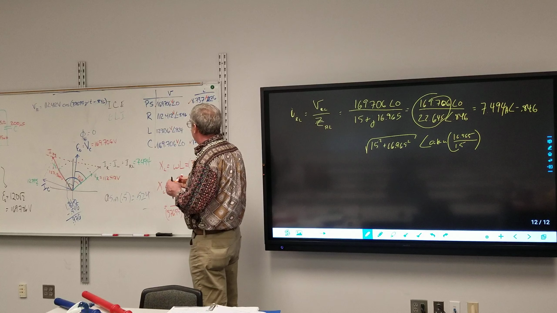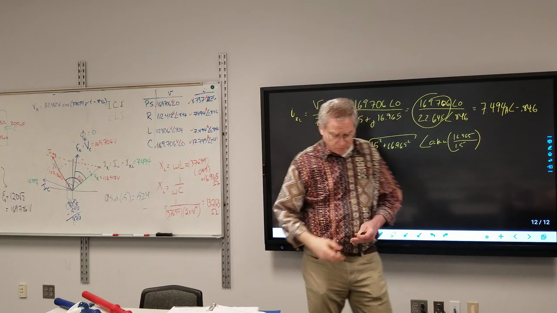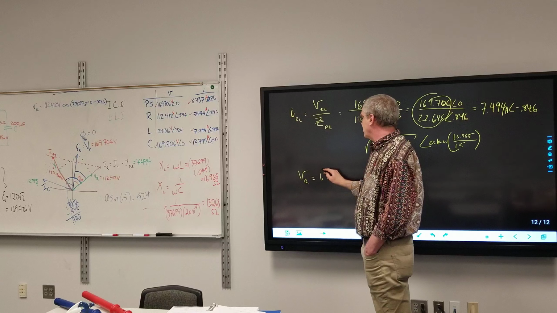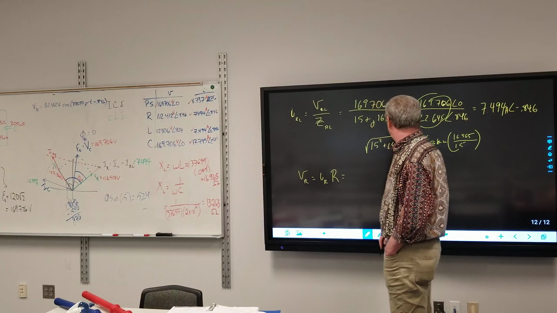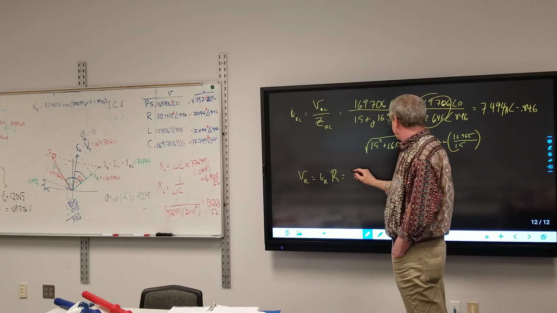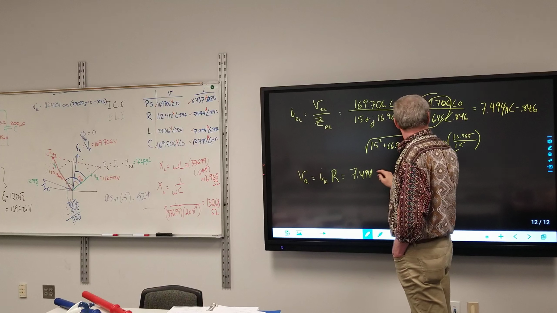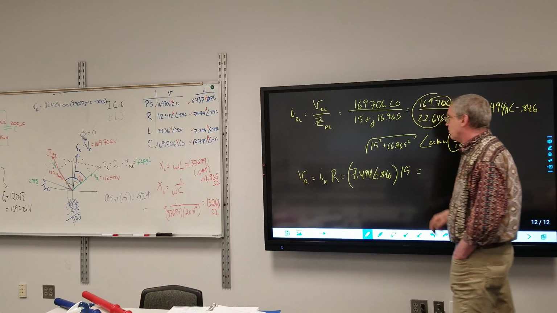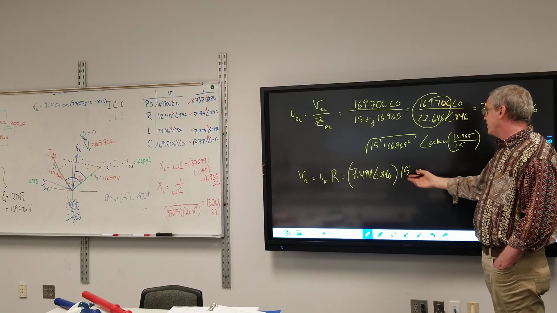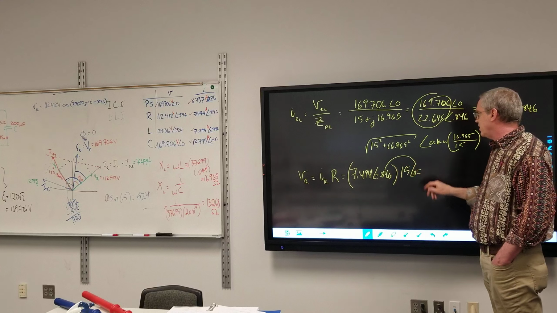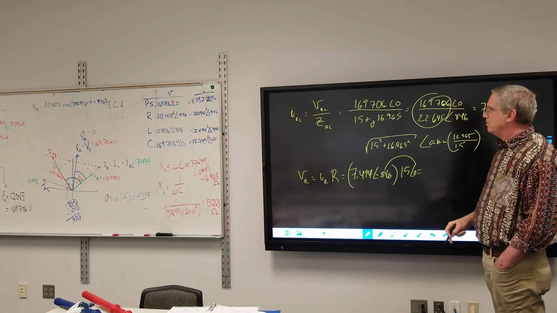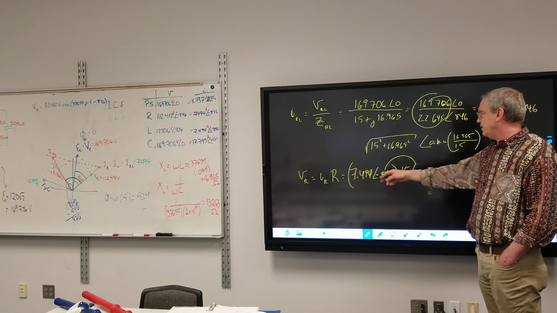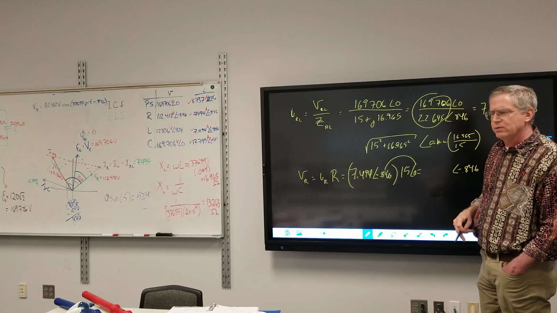And the last thing are these. I know that the voltage across the resistor is equal to the current across the resistor times the resistance. So that should just be my current, 7.494, an angle of negative 0.846 times 15. So the angle's not changing, there's an implied 15 angle zero, so you would just add the angles when you're multiplying. So you get the negative 0.846. And then 15 times that should be 112.412, I hope.